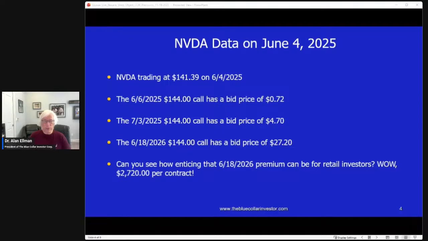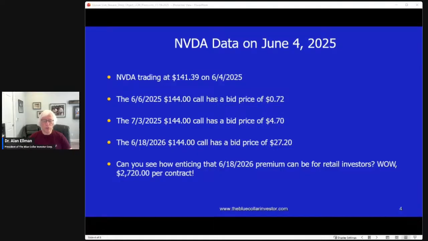Well, a lot of retail investors will take a look and go, wow, I'm in. $2,720. I want to get my hands on that cash. But should we? That is the question. So let's now move on.